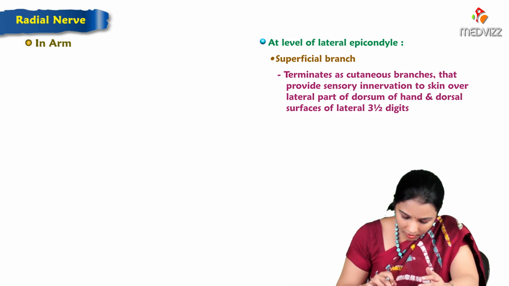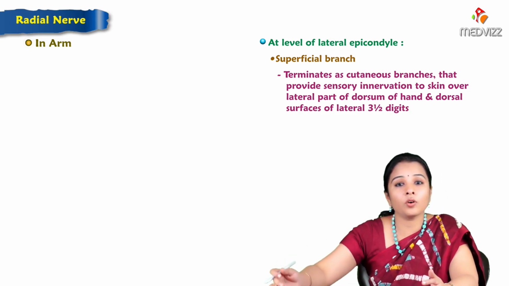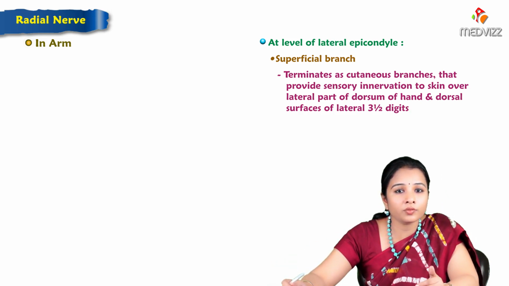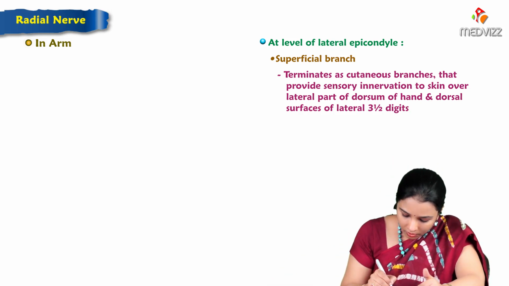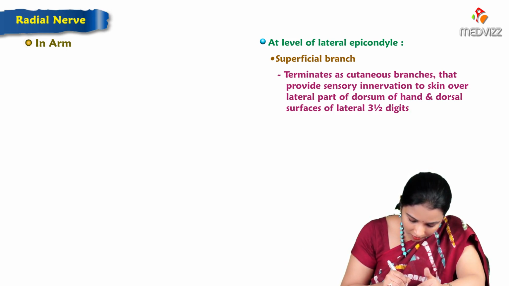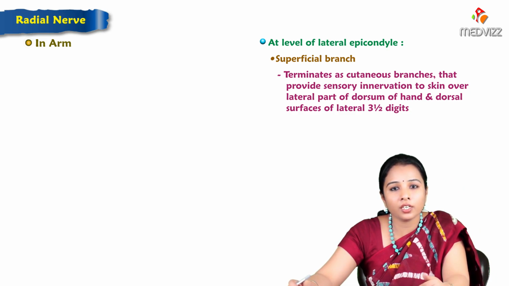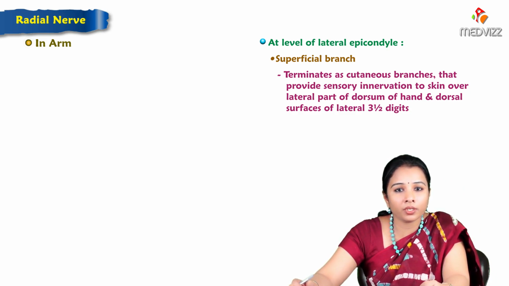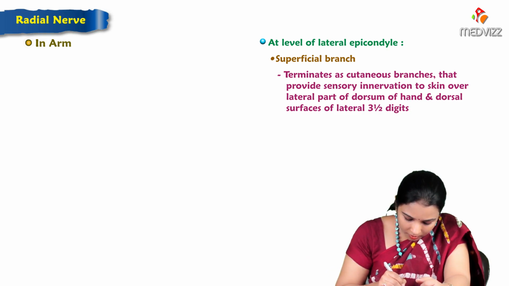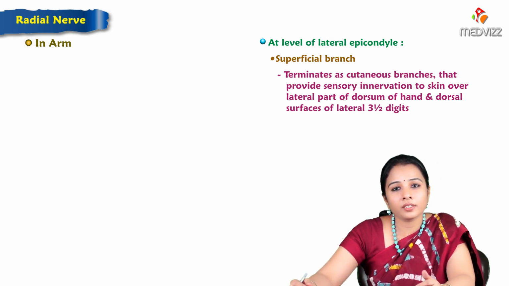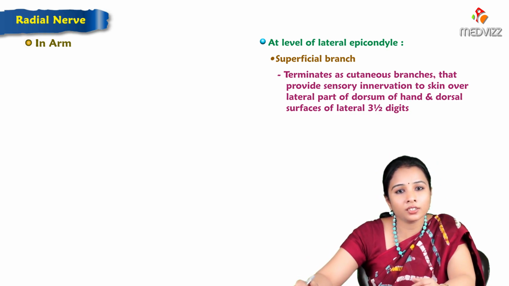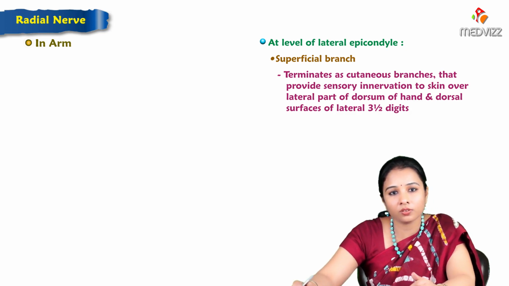So you can see it gives off to the lateral part of the dorsum of the hand and the dorsal surface of the lateral 3.5 digits. So 1, 2, 3, and we can see it is given to half here. So half of the 4th digit. So lateral 3.5 digits it gives, proximal to the nail beds, except the nail beds. The rest of it is supplied by the ulnar nerve, which is on the ulnar side of the hand, and it gives on the dorsal side also.